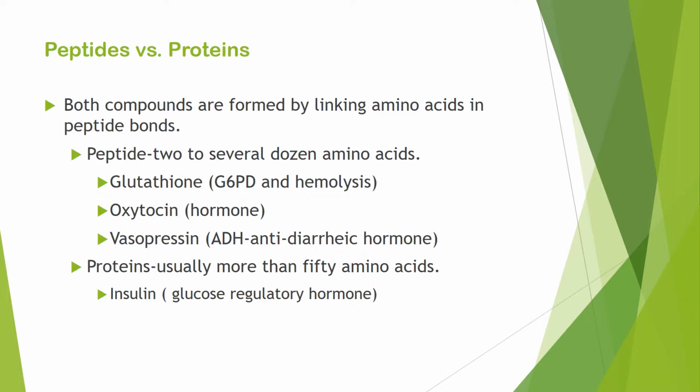However, it would be considered a protein if instead of a few dozen, there are more than 50 amino acids that are connected together in a chain. An example of this is the hormone insulin, which is a glucose regulatory hormone that helps control your blood sugar in case it gets incredibly high.